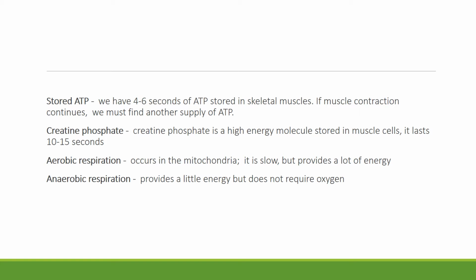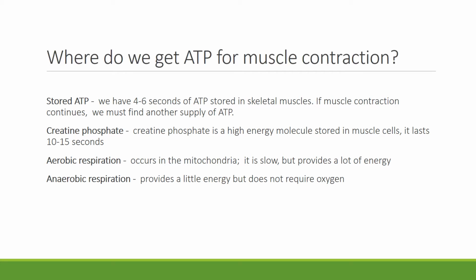The first is stored ATP. We have about 4 to 6 seconds of ATP stored in our skeletal muscles. If muscle contraction continues, we have to find another supply of ATP. A second source is creatine phosphate. Creatine phosphate is a high-energy molecule stored in muscle cells, and it lasts about 10 to 15 seconds. So if contraction continues, we're going to need to get ATP from either aerobic or anaerobic respiration.